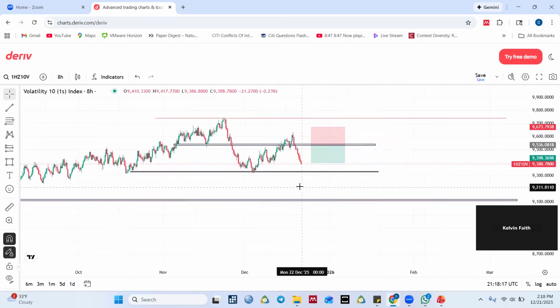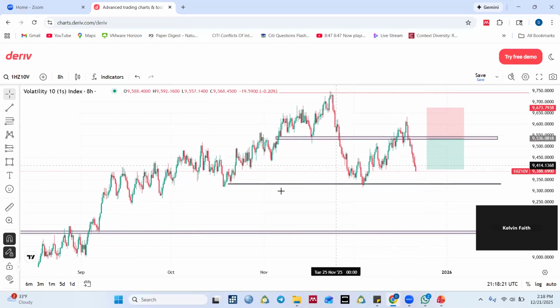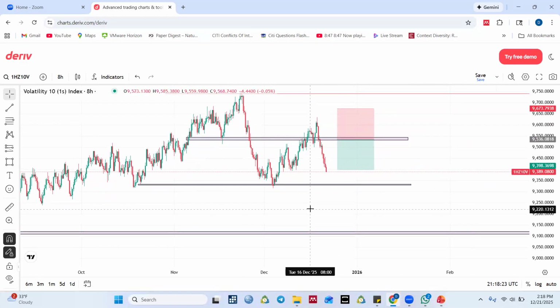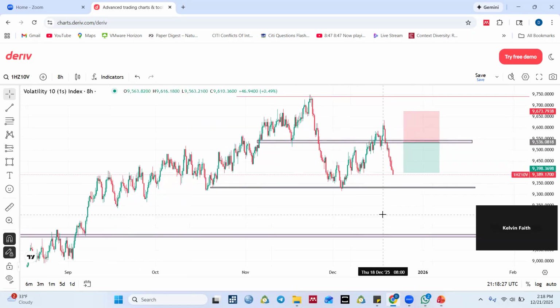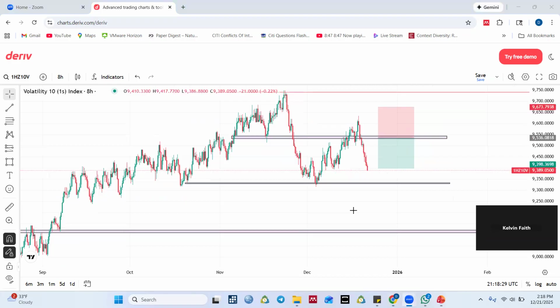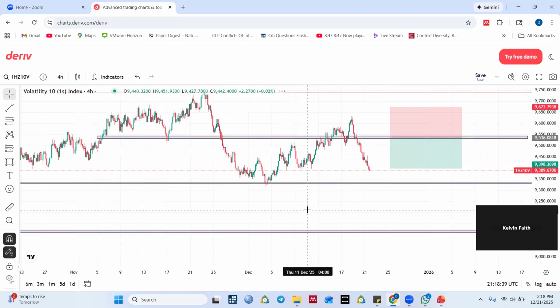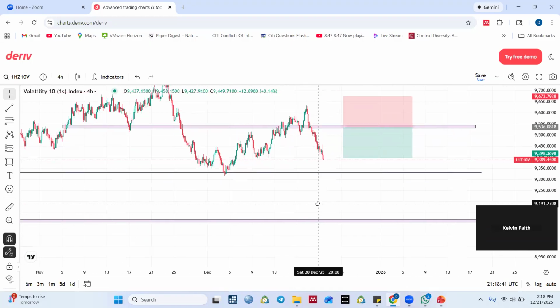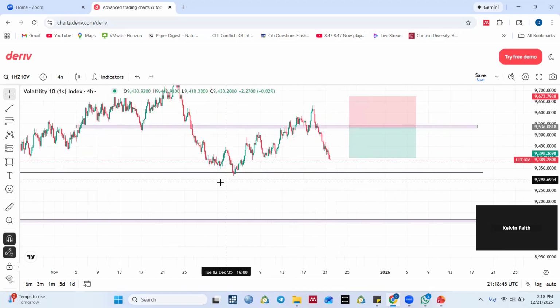But if you still want to trade, you can trade using these internal PSRs. But know that you are trading at a risky point. Okay, you are trading at a risky point. So 8 hour, nothing much. Our PSR is intact. 4 hour, we go to 4 hour. Yes, we still have our PSR intact there.